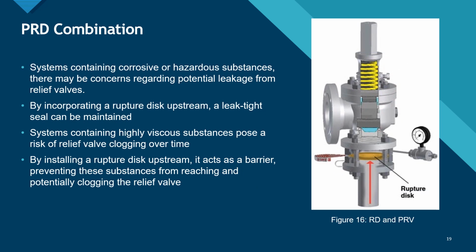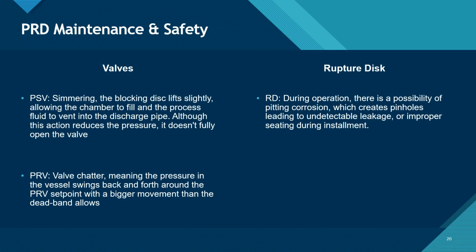Due to the chemical properties of the process flowing through chemical plants and refineries, you can find a PRD combination in service, as you can see on the right with the rupture disc and PRV. With systems containing corrosive or hazardous substances, there may be concerns regarding potential leakage from relief valves. In this instance, by incorporating a rupture disc upstream, a leak-tight seal can be maintained. With systems containing highly viscous substances, they pose a threat to relief valve clogging over time. By installing a rupture disc upstream, it acts as a barrier, preventing these substances from reaching and potentially clogging the relief valve.